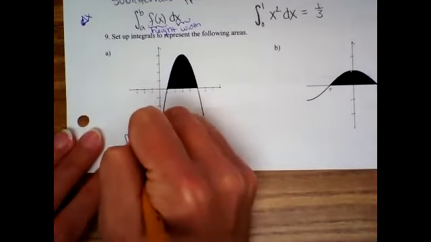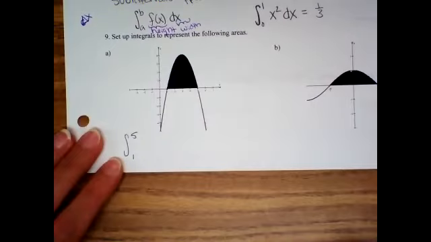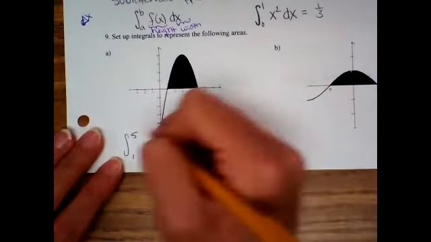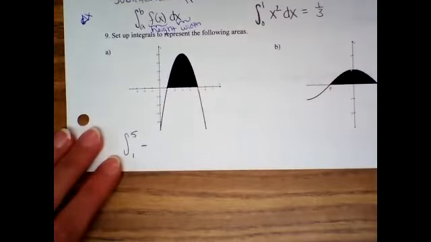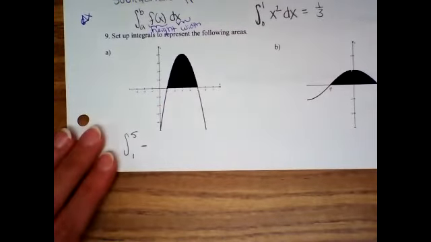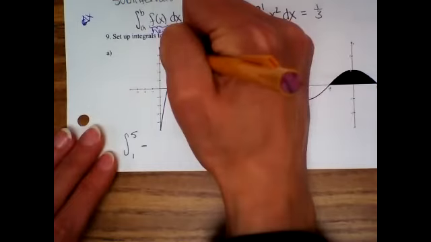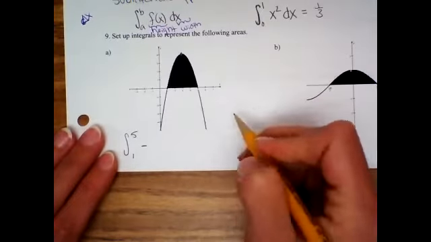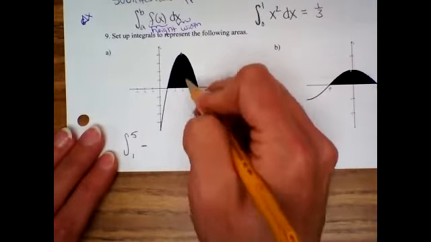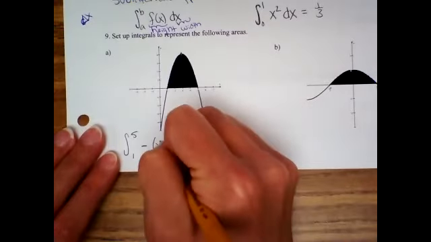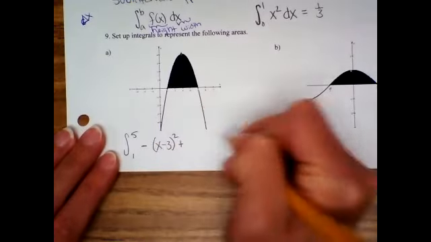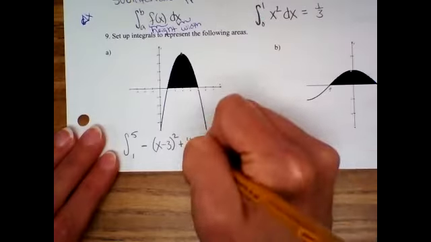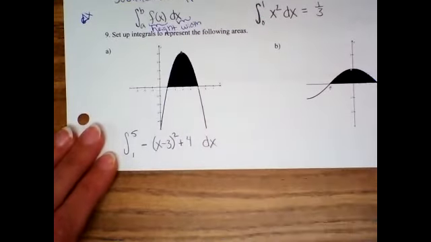1 to 5. And then that function is a parabola, so we're going to need an x squared. It's also upside down, so I'm going to need a negative. Ooh, we're going to review transformations. It's been a minute since you guys have done that. How would you get this center point? It went right how much and up how much? Oh, good. (x - 3) squared plus 4 dx.